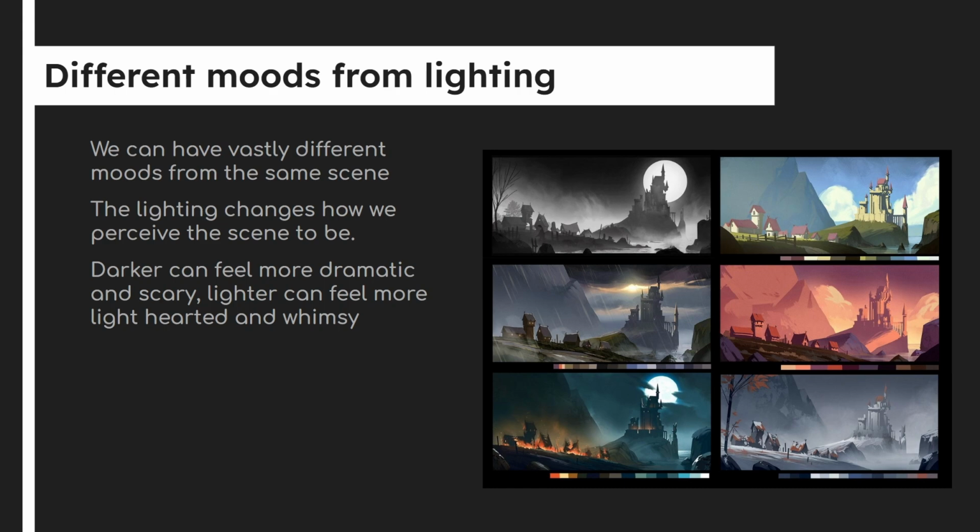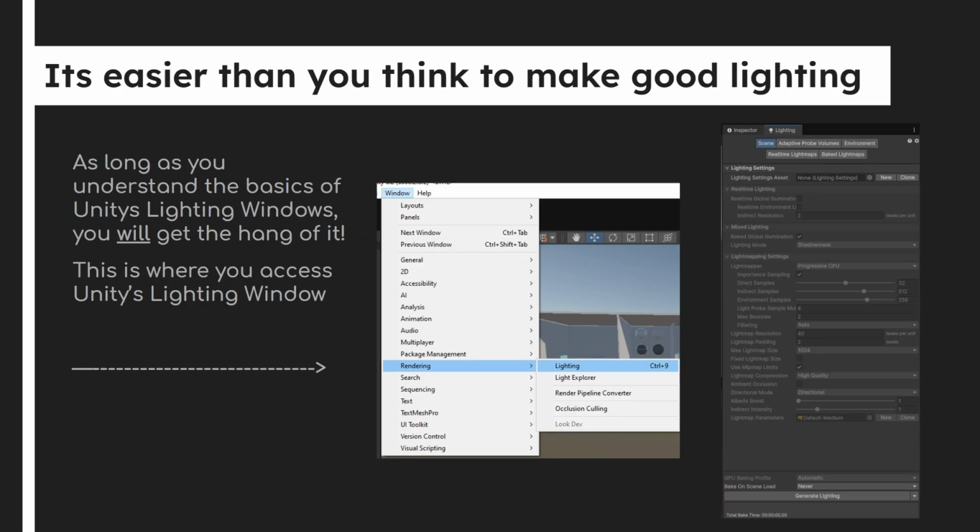My favorite's probably in the middle left. I like that little sun peeping through near the top. It's just very dramatic, right? But this is a way to show that colors and lighting makes a very big difference with the mood of your scene. And it's easier than you think to make good lighting, right?